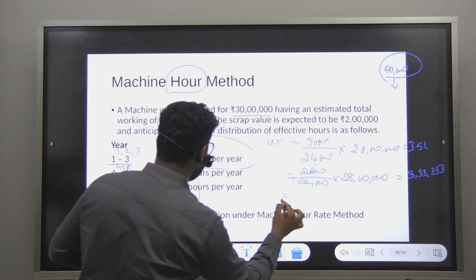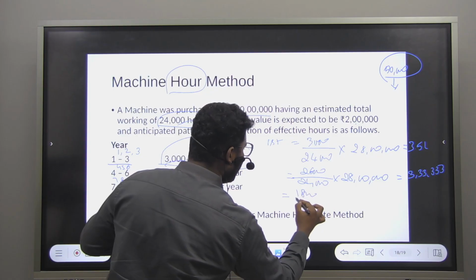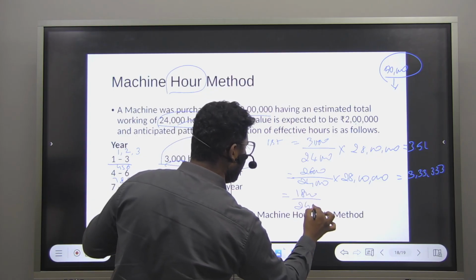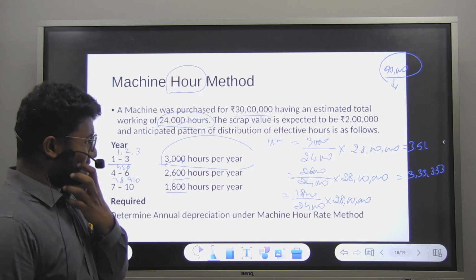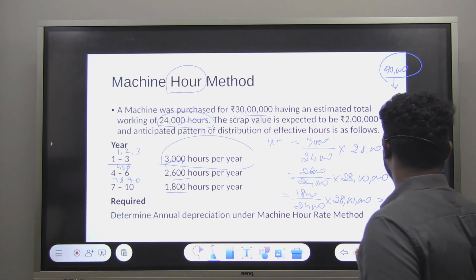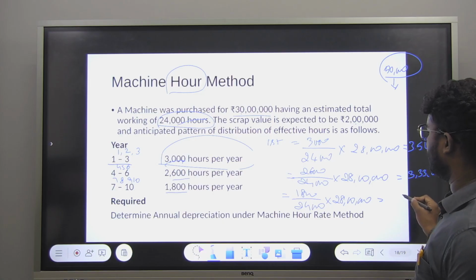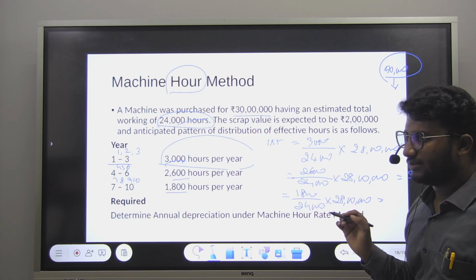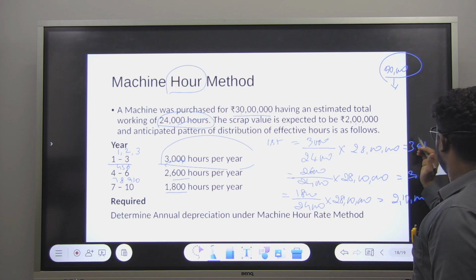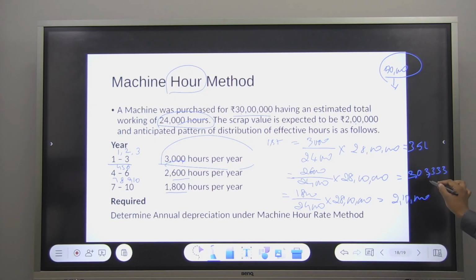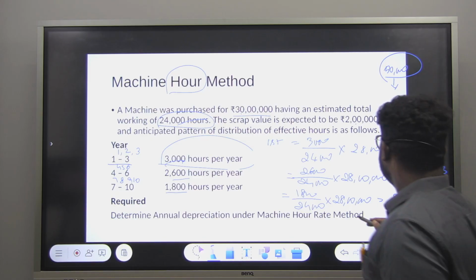Now come to the next 4 years, where it is 1,800 divided by 24,000 into 28 lakh rupees. Yes, 2,10,000. Sir, the second year is 3,03,333. Okay, so understood the concept, right?